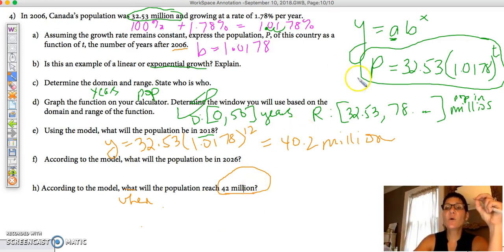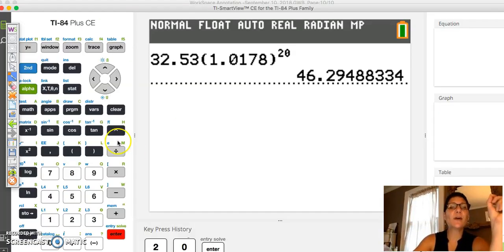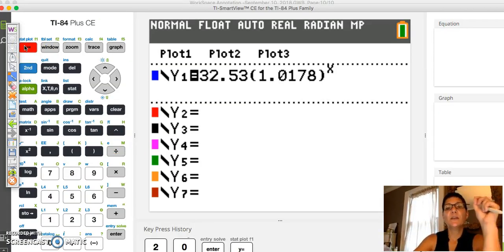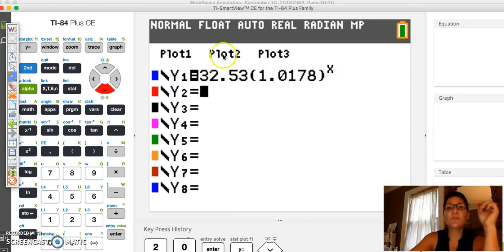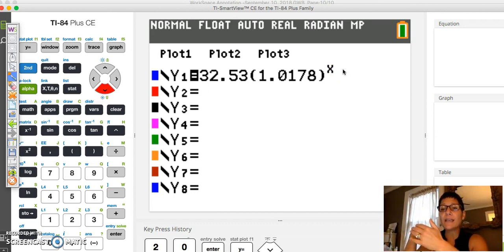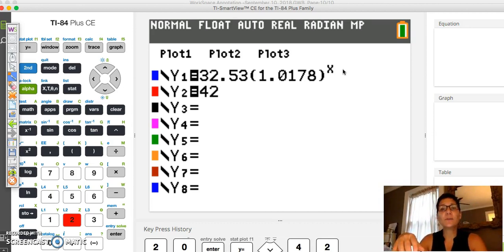Now, you guys don't know how to solve exponential functions algebraically yet. You will. But the nice thing is that if you go to your calculator and go to your y equals, we have our exponential function here, right? Remember, y equals 32 and so on, so this is going to get you the population at a certain time. If I want to know when the population is going to be 42 million, I want to know when y equals 42 million. So in y2, I can just type in 42. And y equals 42, my friends, is a horizontal line.